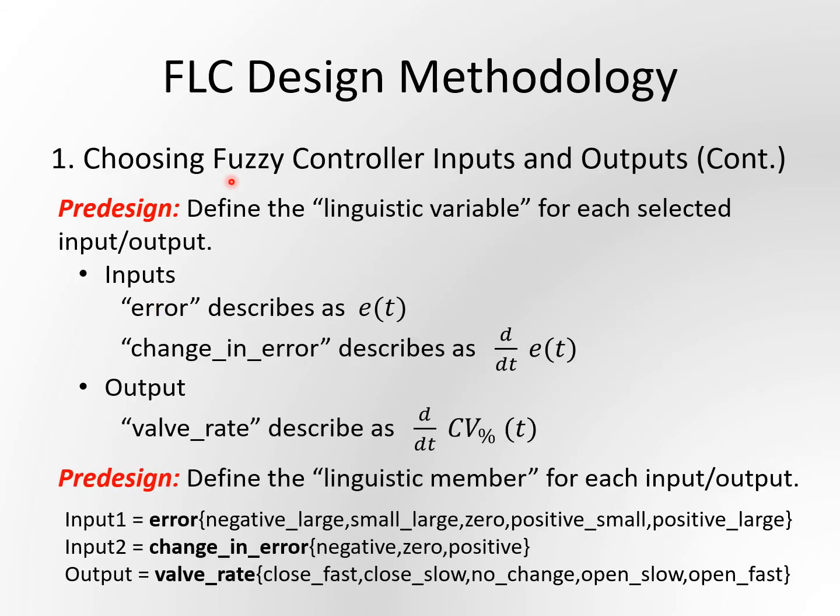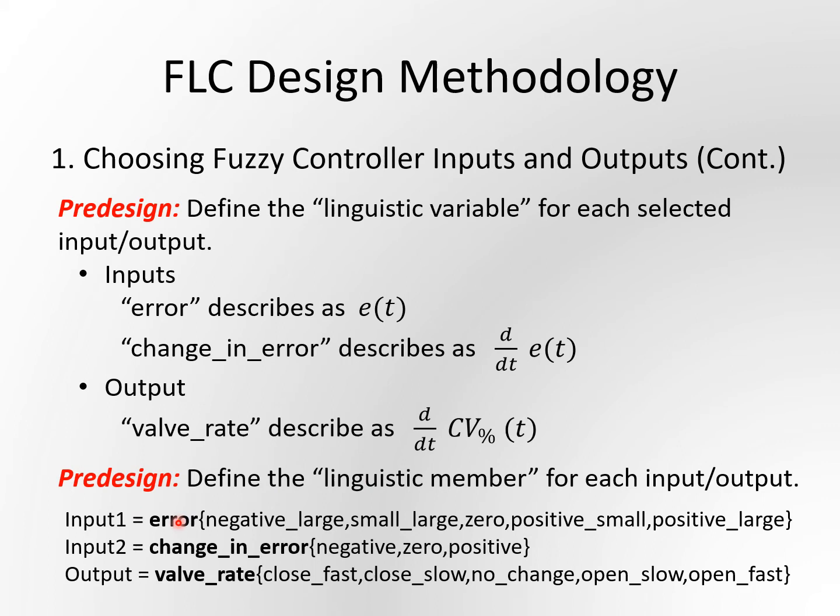In choosing the fuzzy control inputs and output, we define the linguistic variable for each of the input and output. For error, described as E(t), and change in error, described as the change in error. These are the variables, and the output, the valve rate, defined as the change in the valve opening. And for each of them, we define its linguistic members, or sometimes called linguistic values.